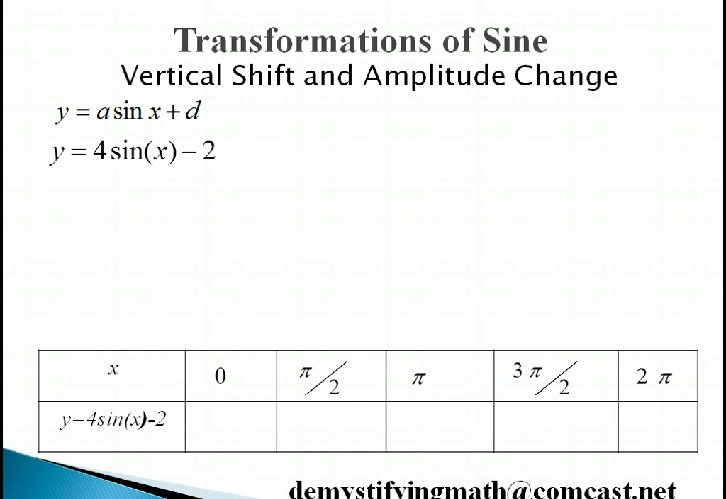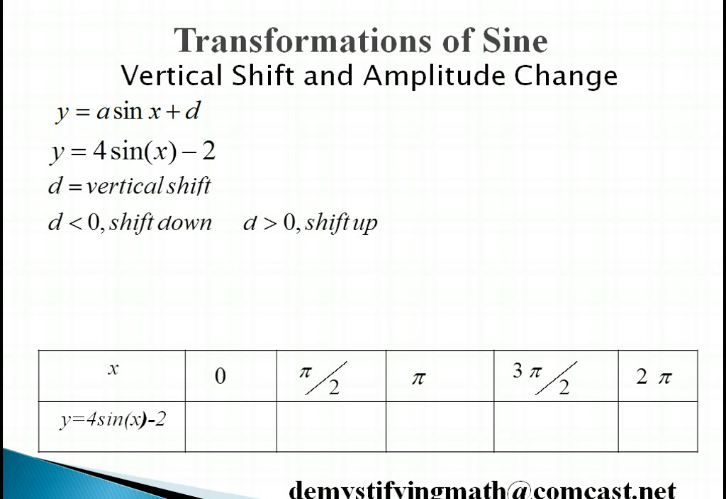Okay, let's go ahead and do a vertical shift. In this case, we're going to shift our graph down by 2 units. But let's go ahead and plot our points to see what happens to the graph. Okay, so we're still using the same critical points. So at 0, if we plug in 0, the sine of 0 is 0. So we're taking 4 times 0 minus 2, which gives us negative 2. At pi over 2, our sine is 1. So we have 4 minus 2, or positive 2.